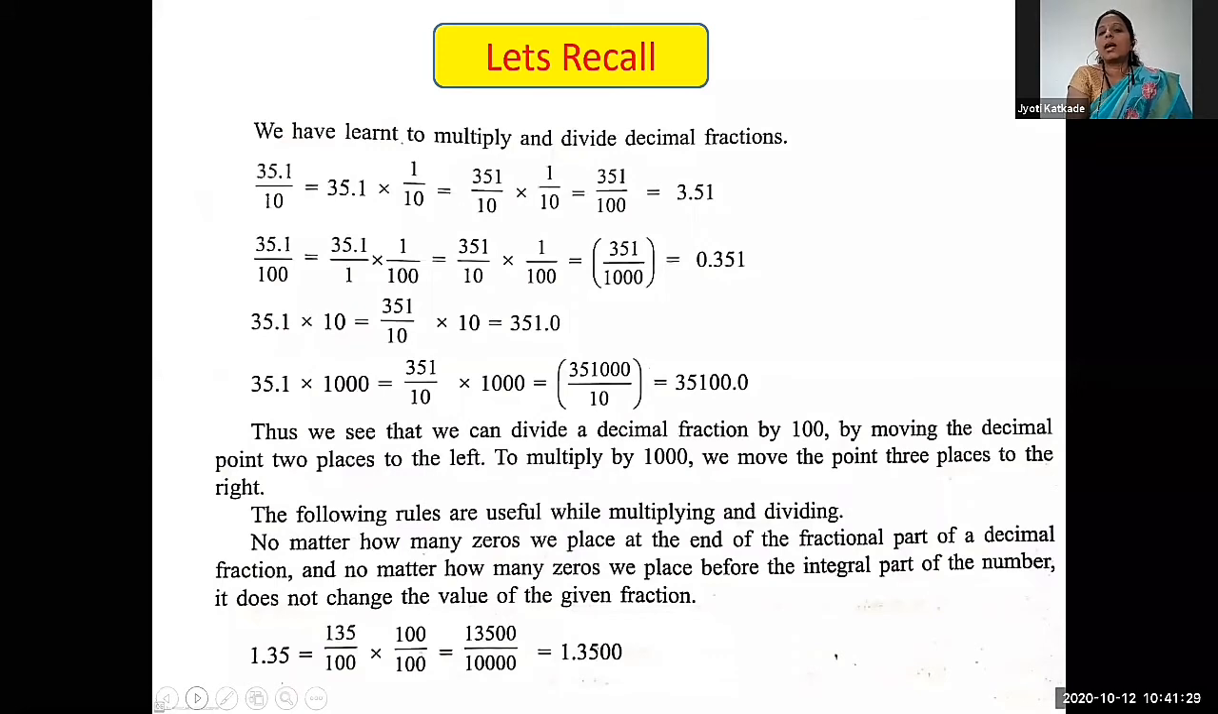At the bottom of this slide, there is 1.35 is equal to. When we remove the decimal point, which is after 2 digits, we take 100 as the denominator. When we multiply it by 100 and 100, there is no effect because we multiply the numerator also and the denominator also. Now we get 13,500 divided by 10,000. So see the next slide.